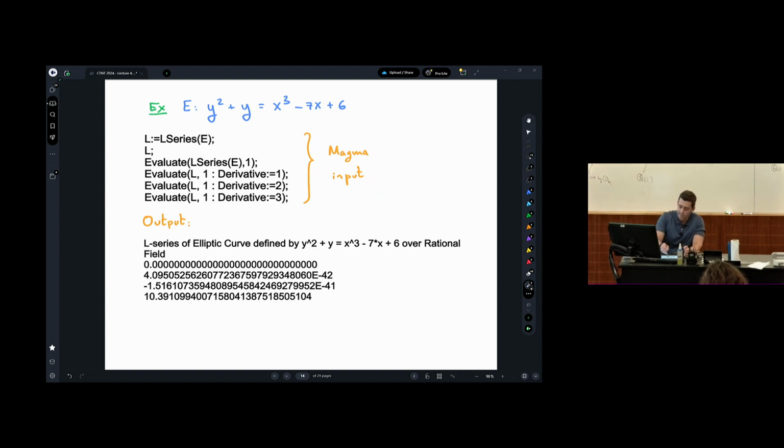And what we can see is that the first derivative of the L series looks like it vanishes to that error. The second derivative looks like it vanishes. The third derivative is definitely not vanishing. Okay, so analytically the rank looks like 3, and it's definitely not 4.